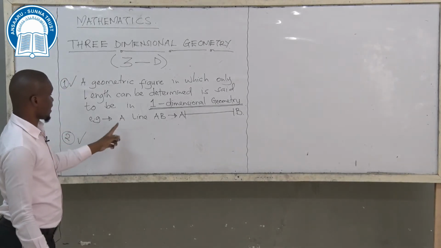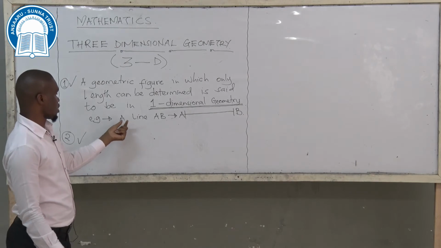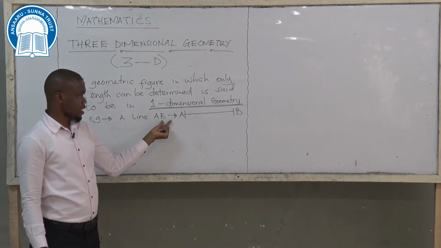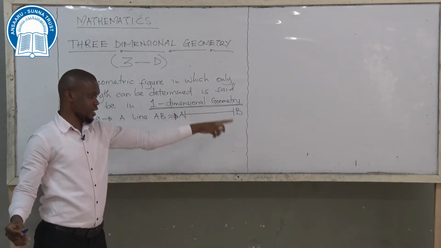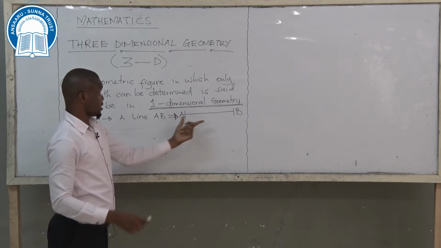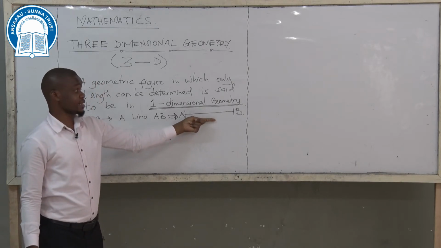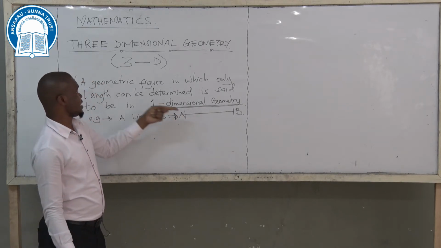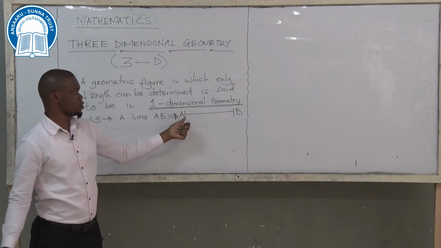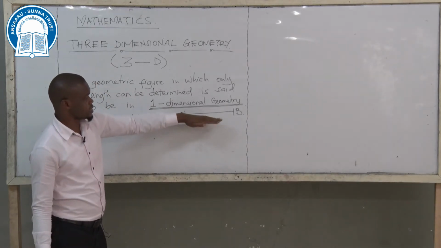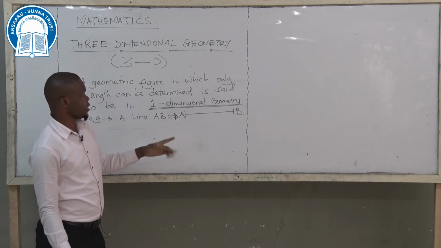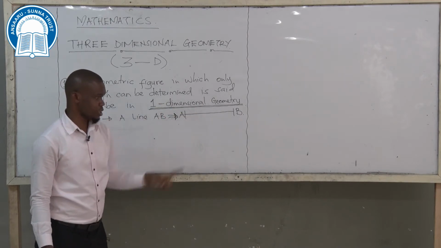And I'm giving an example here of a line. We assume you're given a line AB, maybe like I'm showing on my diagram here, on my illustration. Line AB from point A to B, this geometric figure. The only thing that can be determined here is the length, or the distance between A and B. Then that simply means that this figure here is in one-dimensional geometry.